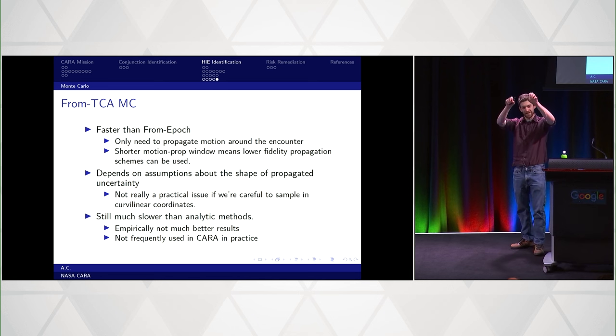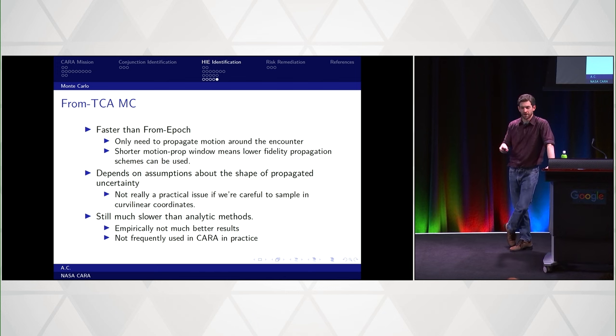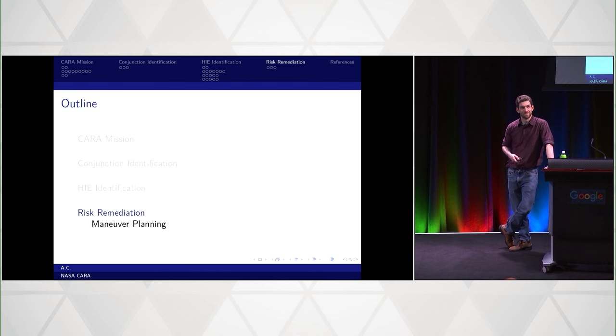So as long as we bend our Gaussian distribution to align with the path of our orbit, not really a practical problem. But we don't have the sort of theoretical purity that we had with from epoch. And in practice, this winds up still being a lot slower than our analytic methods and performs pretty similarly to something like 3DPC. So it doesn't get used a whole lot in practice, but it's a dream worth having.